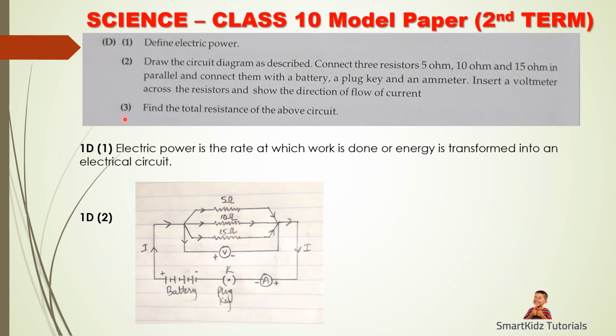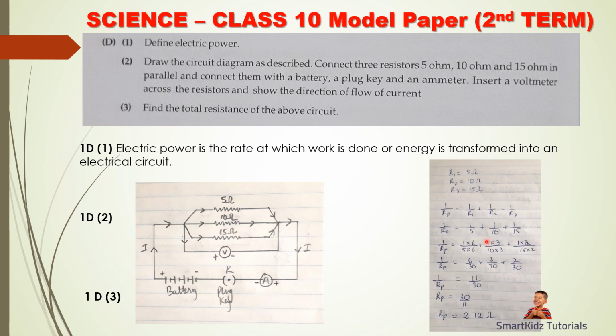The third question and the final one says find the total resistance of the above circuit. So we did the same for finding the total resistance when it was in series. Now this is in parallel, so slightly different formula. And solve over here. It says 1 upon Rp, so Rp stands for resistance in parallel, equal to 1 upon R1 plus 1 upon R2 plus 1 upon R3. So reciprocals of these resistances.